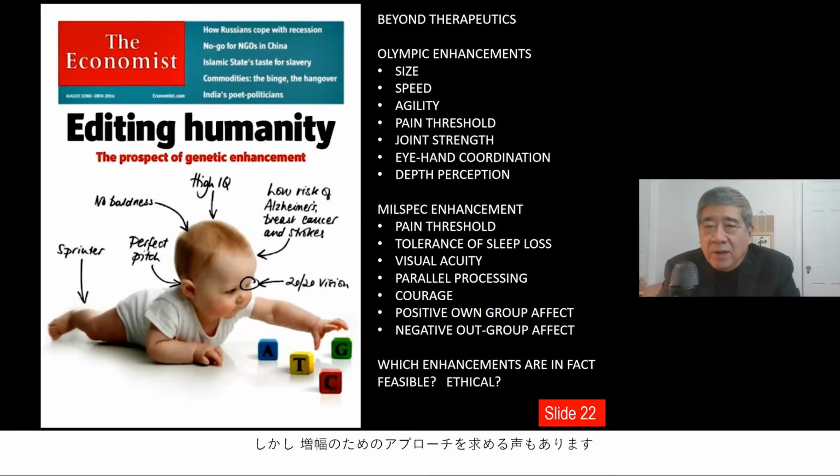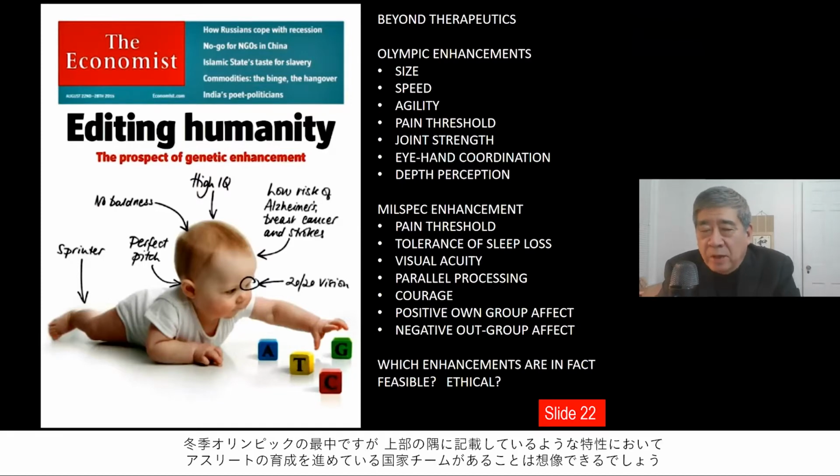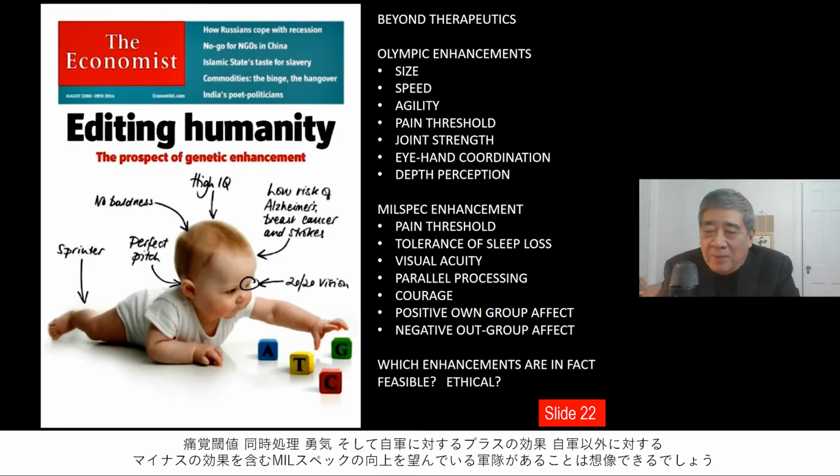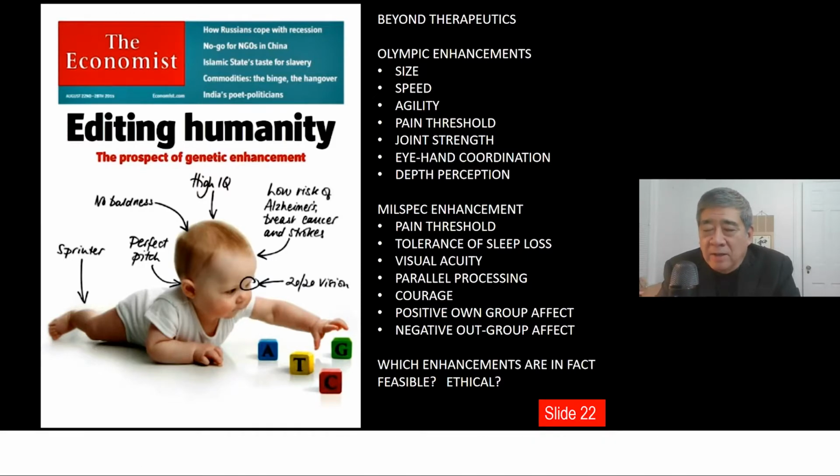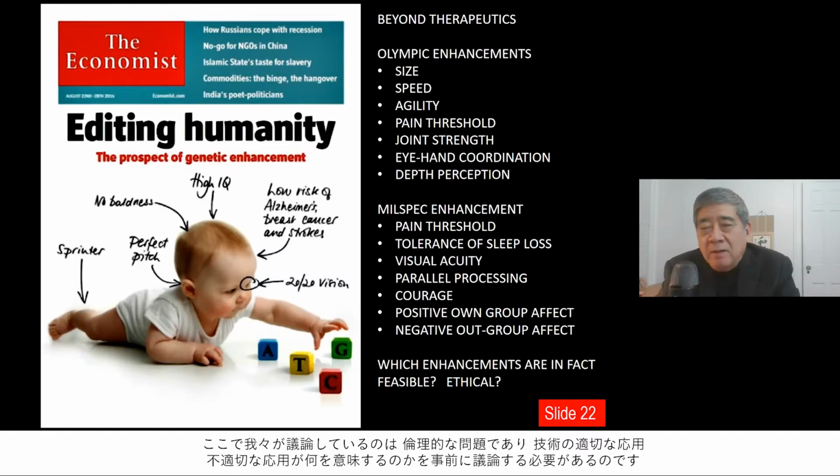But there is also a call for approaches to do enhancements. We're sitting in the middle of the Winter Olympics, and you can imagine certain national teams proceeding to be growing athletes with those attributes in the upper corner. And you can imagine militaries wanting mil-spec enhancements, including pain thresholds and parallel processing and courage, and maybe even positive own group affect and negative out-group affect. Risk here goes beyond simple appraisals of environment and health, we're talking here about ethical issues and a need for discussions in advance on what would constitute appropriate and inappropriate applications of the technologies.